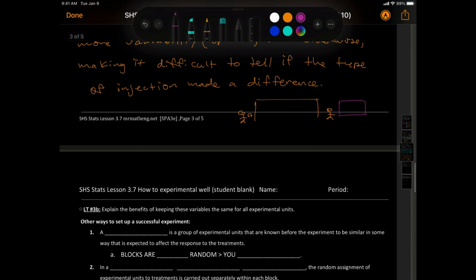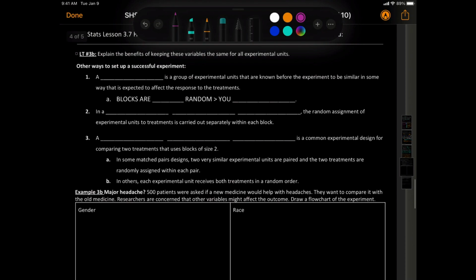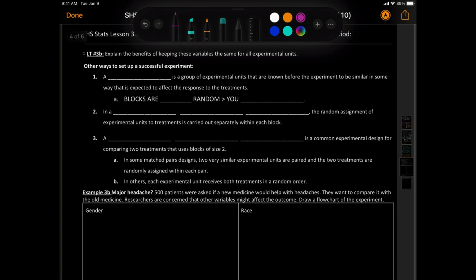All right, let's go on to page 4. Learning Target 3B: Explain the benefits of keeping these variables the same for all experimental units. Other ways to set up a successful experiment.